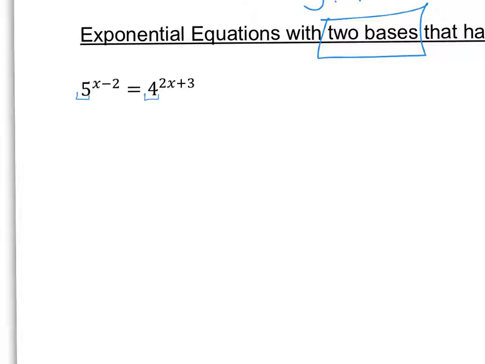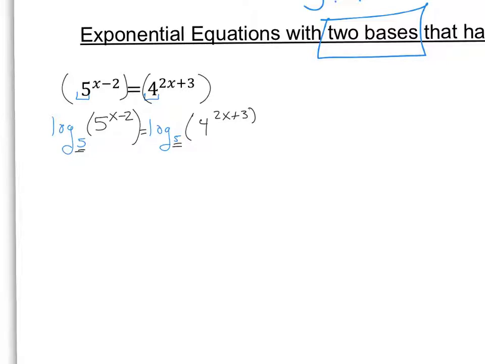So what I'm doing here is taking log base 5 of both sides. Now, it's really important that whatever base this is matches this. The other thing that's essential is that both of these arguments are on each side of the equation and there's not any addition or subtraction sign. So inside here, I now have 5 to the x minus 2 power is equal to, over here, 4 raised to the 2x plus 3 power.